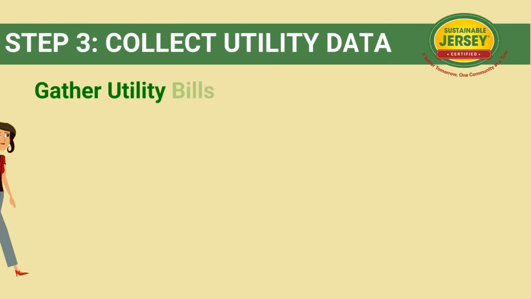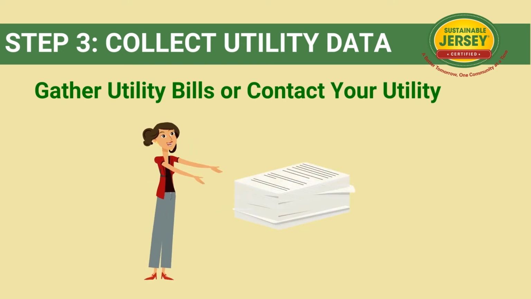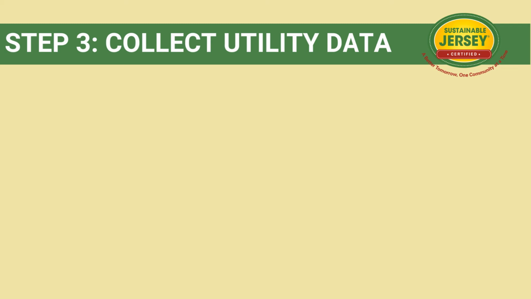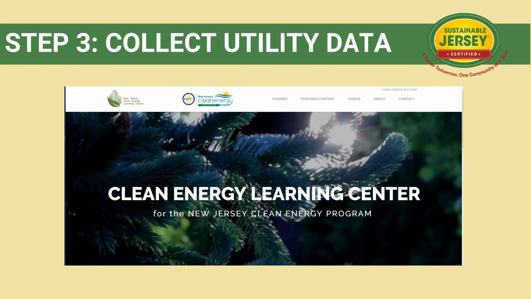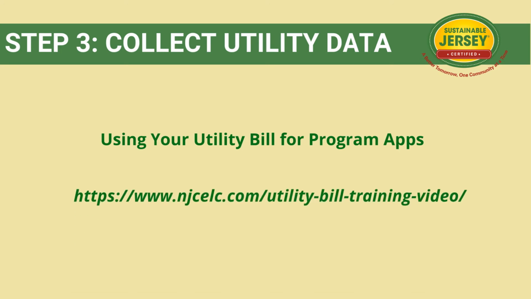To do this, you can either gather your utility bills or contact your utility. You may be able to request your utility to provide you with a 12-month report of your bills. You'll need these bills to determine and enter your monthly usage data. For the purpose of this lesson, we're assuming that you've collected or have access to these bills and understand how to read them. If you need more instruction on how to read your utility bills, please refer to our utility bill training video called Using Your Utility Bill for Program Apps at the URL shown here.